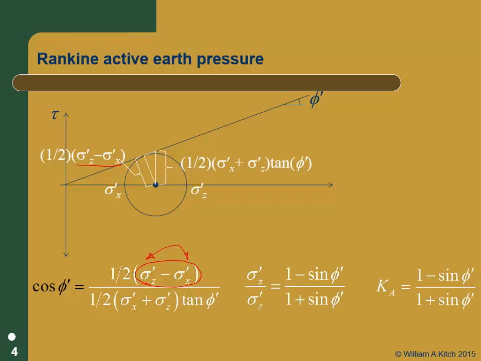Okay, everybody understand how we got here? Nothing up the sleeves. No magic. All we're using is more Coulomb failure theory for cohesionless soil, and we're assuming that we know that the principal stresses are sigma x and sigma z, so that corresponds to a horizontal ground surface. That's all we've done.